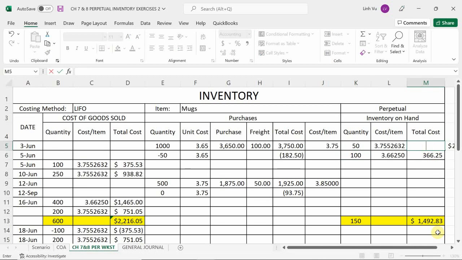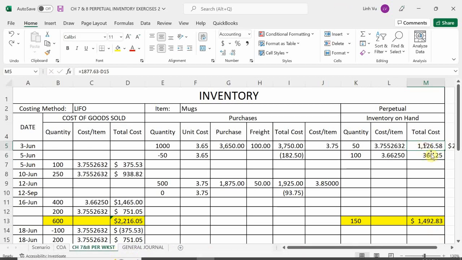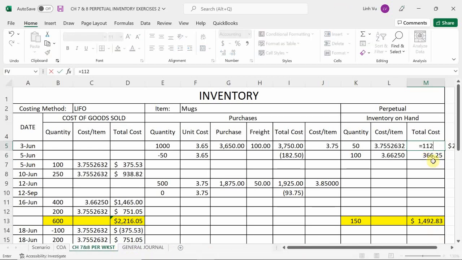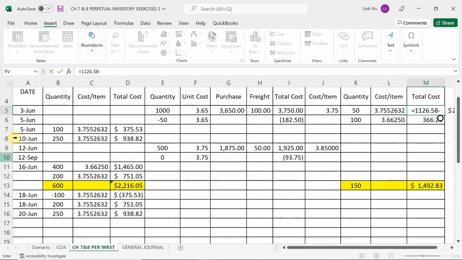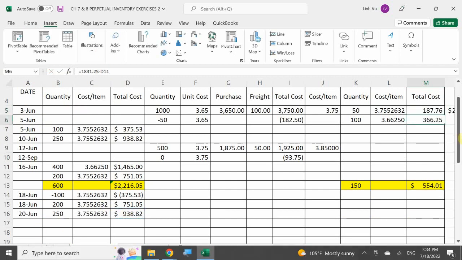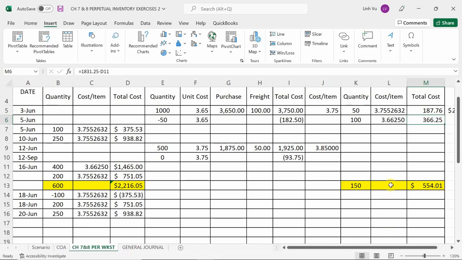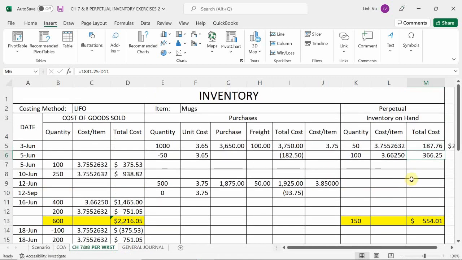Wait, hold on. Was that 1126? I forgot. 1126.58 minus your 938.82, and that's going to give you a grand total of 187.76 left remaining for the 50 units.